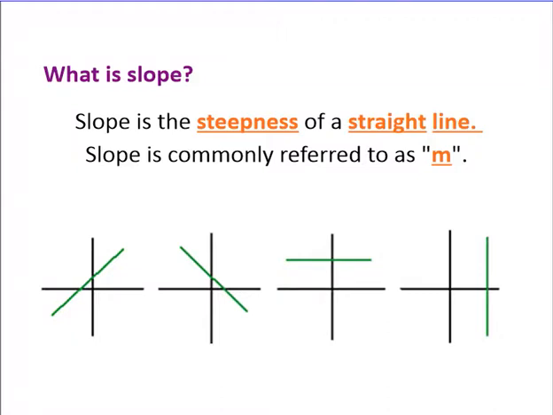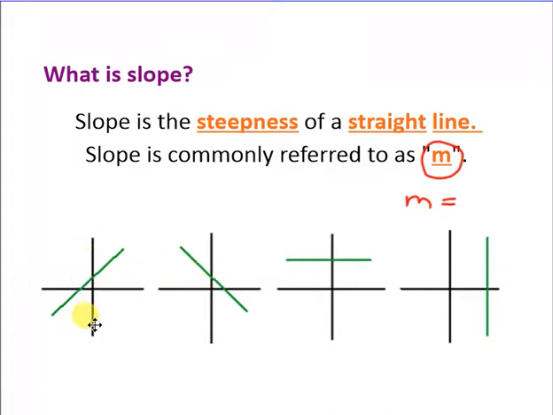Okay, so first of all, what is slope? Slope is defined as the steepness of a straight line, and slope is commonly referred to as m. So when we calculate slope, we are going to write m equals. And you'll understand that more when we start to talk about what slope-intercept form is, but if you can just accept for now that the variable m stands for slope, we'll be in good shape, okay? Here's a couple pictures of slope, and we're going to talk about what these mean.